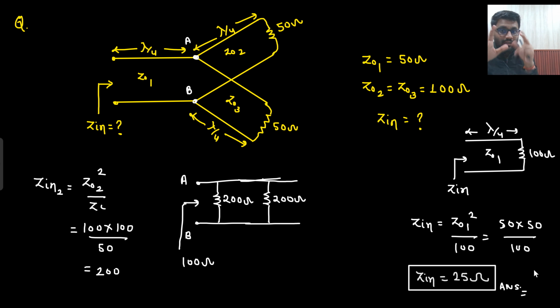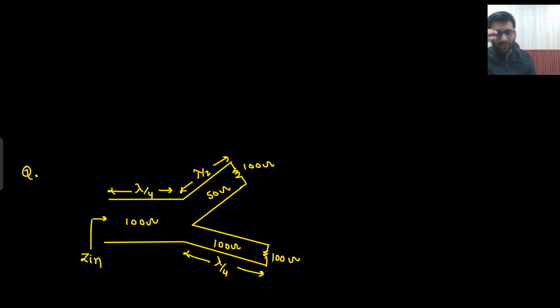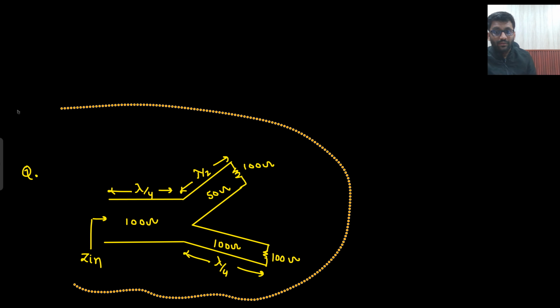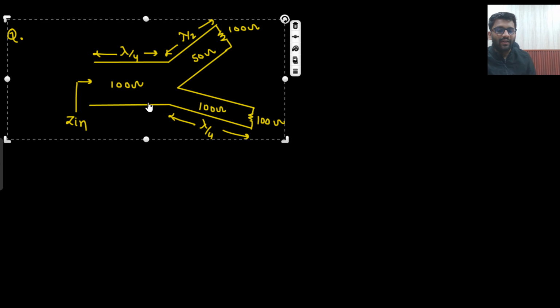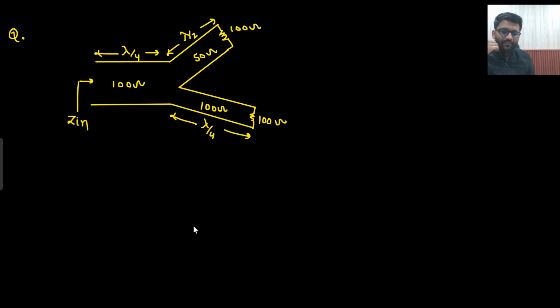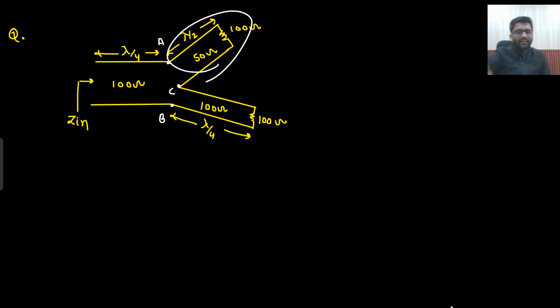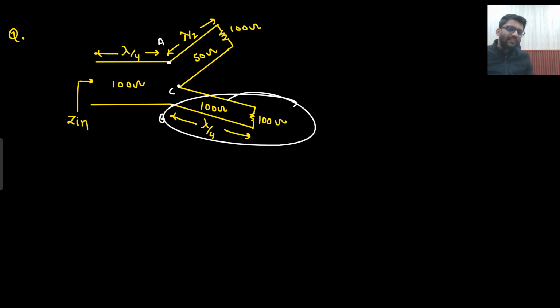Right? Lambda by 4, lambda by 4, lambda by 4. You just remember all the formula. If you are not able to solve this one on your own, then try doing this one on your own. This is a bit different actually. Here I can call this point A and this point B. So in between there is another point C. Between A and C there is this transmission line and between C and B there is this transmission line.